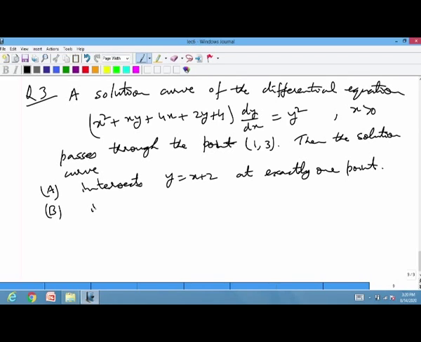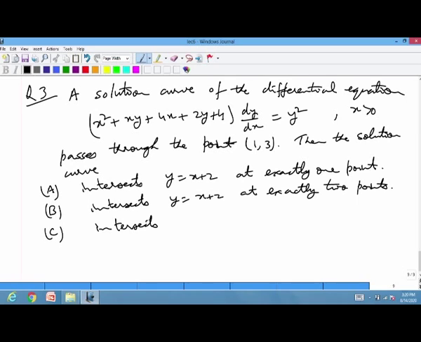B, intersects y equal to x plus 2 at exactly 2 points, C, intersects y equal to (x plus 2) square, D, does not intersect y equal to (x plus 3) square.